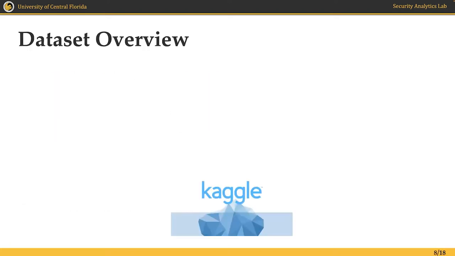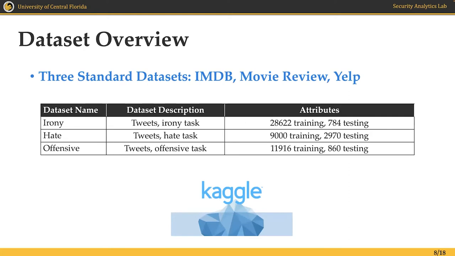We start with a few datasets that we collect: Irony, Hate, and Offensive. Those are three datasets used in hate speech detection. All of them are from Twitter, and they look into ironic language, hateful language, and offensive language, with different sizes. They are from Kaggle and are available online.